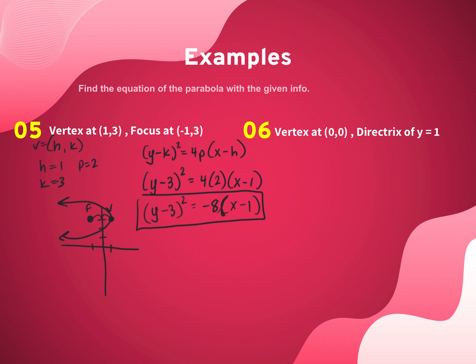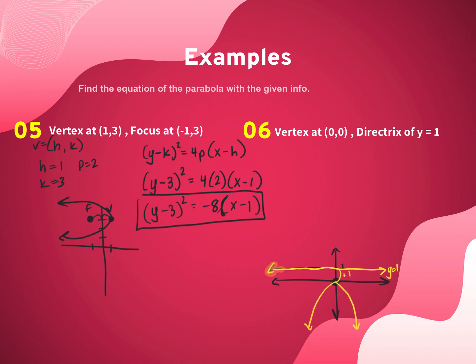Okay, so again here we have a vertex of 0, 0 and a directrix of y equals 1. So once again, I'm going to sketch this. My vertex is at 0, 0, so that makes it kind of easy, but my directrix is the line of y equals 1, which means my directrix is going to be this. Let me do it in a different color. My directrix is going to be the line here of y equals 1. And so I know that this directrix is 1 unit above my vertex, right? So I know that my graph is going to open down like that.